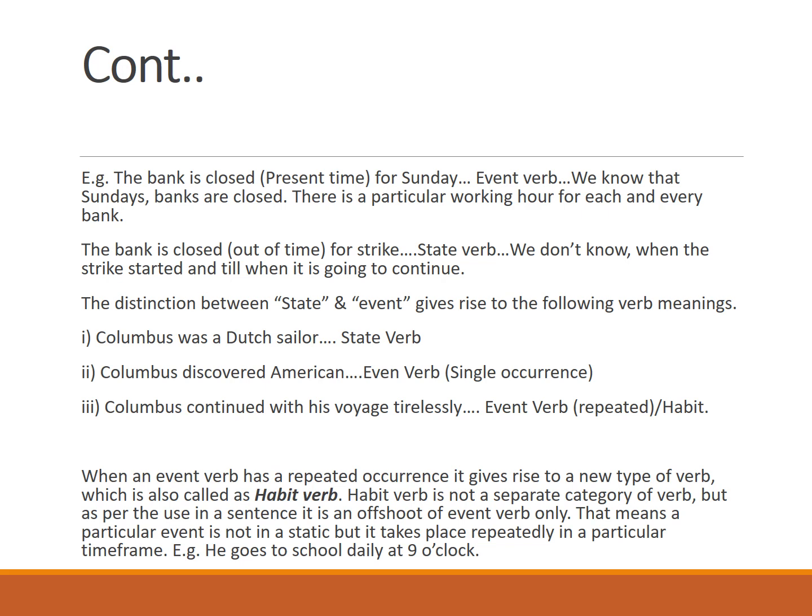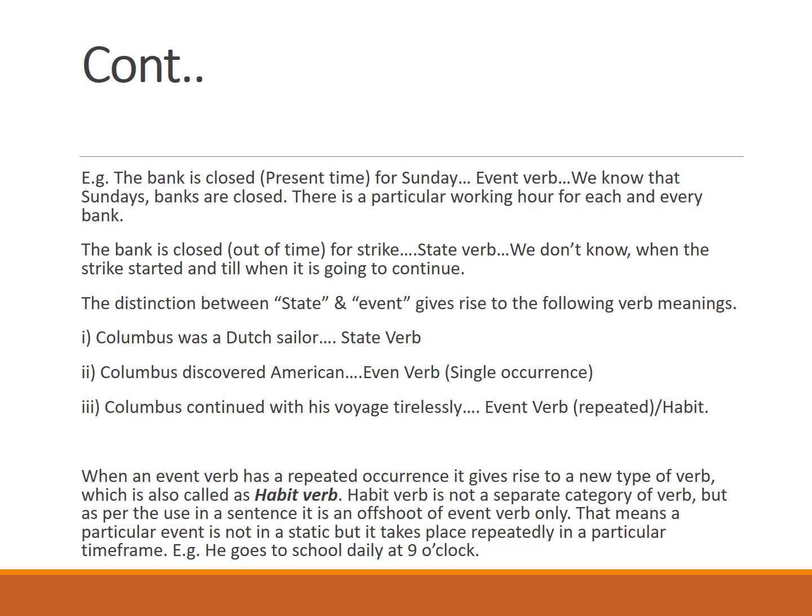The distinction between state and event gives rise to the following verb meanings. For example, these are the best examples. Columbus was a Dutch sailor, state verb. Simply being a state. Columbus discovered America, event verb, single occurrence. Number three, Columbus continued with his voyage tirelessly. Event verb, repeated or habit word. This is another word we are going to add, the habit word. So Columbus continued with his voyage tirelessly. This is the event verb and the repeated word.